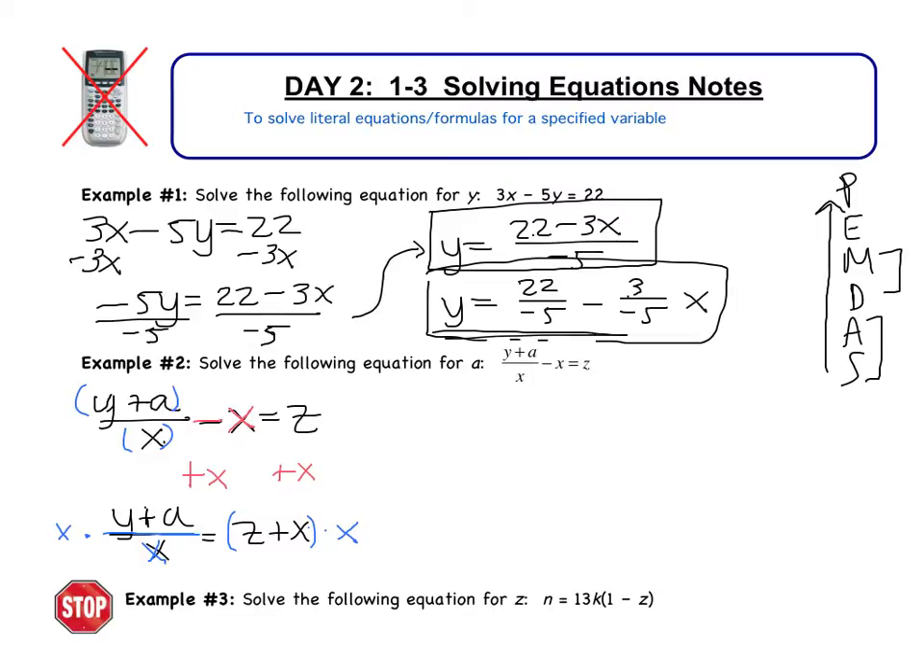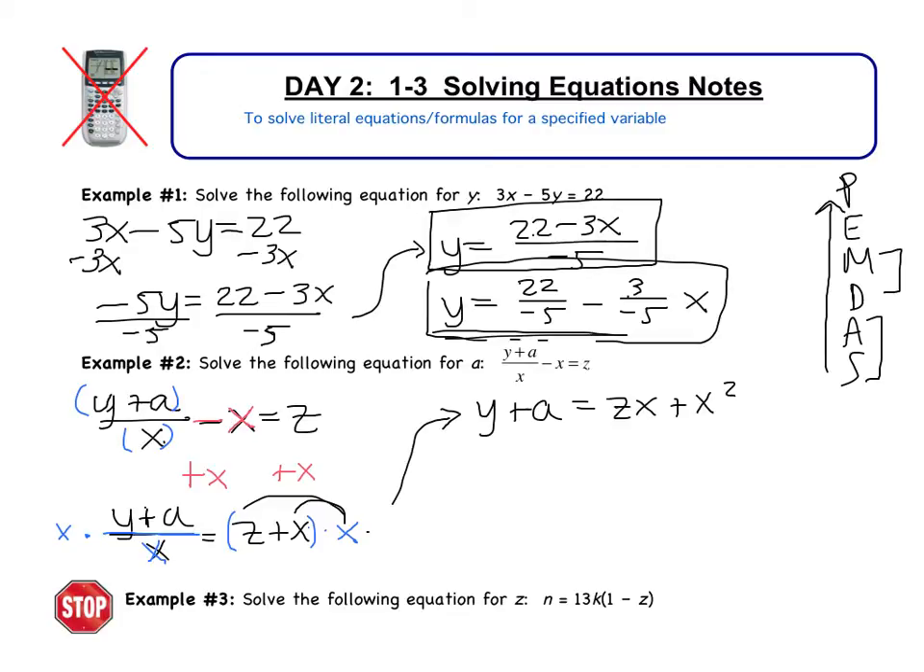So on the left side, when I multiply and divide by x, the x's are gone, and I'm left with y plus a equals. The right side, I multiply by x. I have to remember to distribute it. So I get zx add x squared, because x times x is x squared.